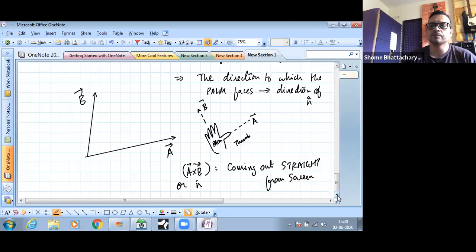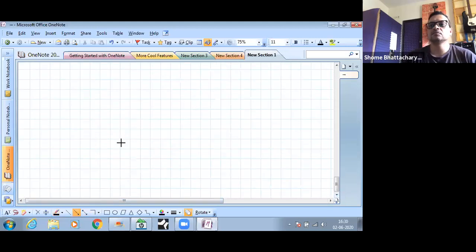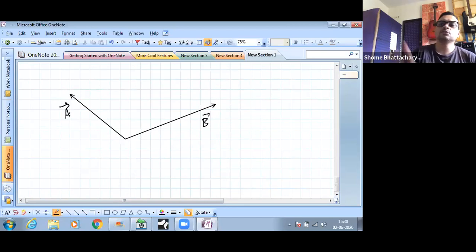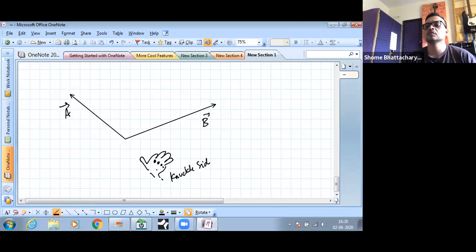Okay, let's practice this with another one now. In the next one, let us say my vector A is over here and my vector B is over here. So this is the direction of A and this is the direction of B. This time you will have to place your palm like this. This is your thumb, these are your fingers. You see that your knuckles are here, because fingers are pointing along B and your thumb is pointing along A.